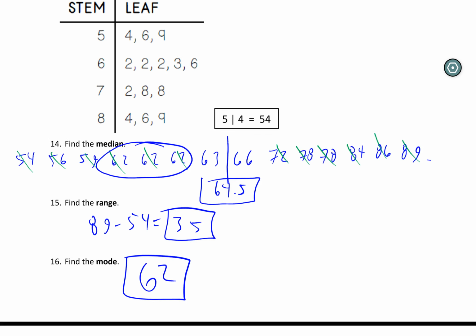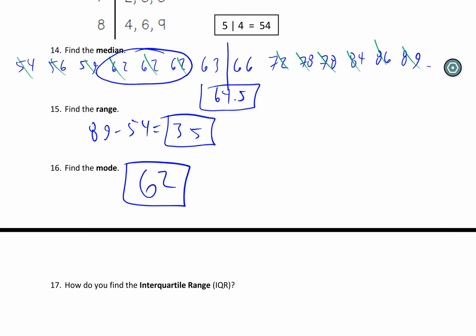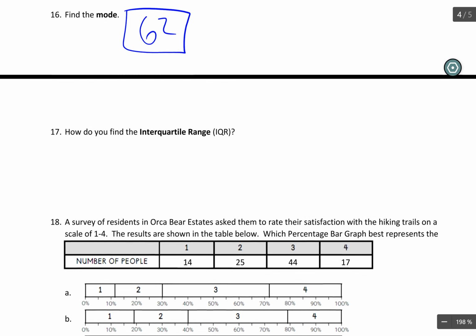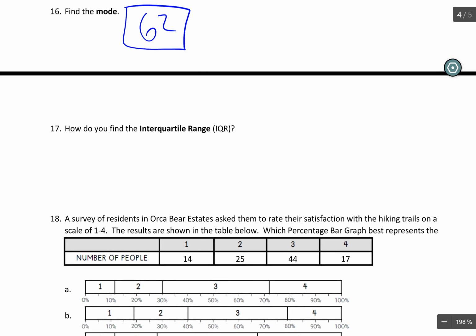Question number 17, interquartile range. So to find that interquartile range, I first need to find my quartiles. Oh, no, this is just talking about in general, so not the stem and leaf plot. That's okay. How do you find the interquartile range? Well, that's just my Q3 minus my Q1.